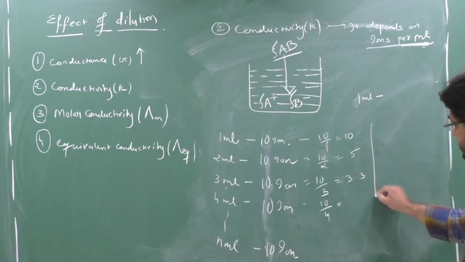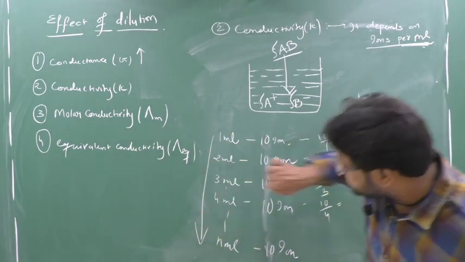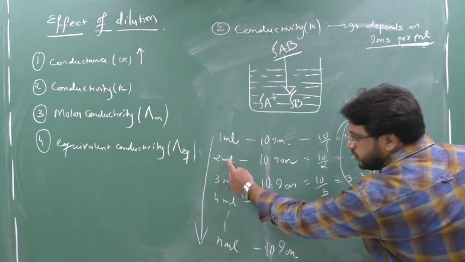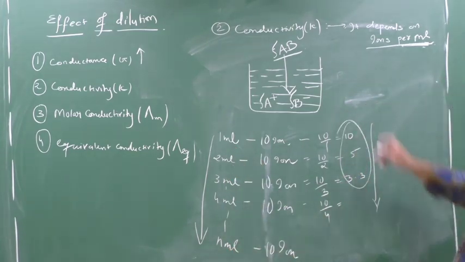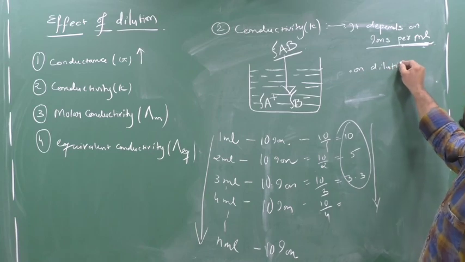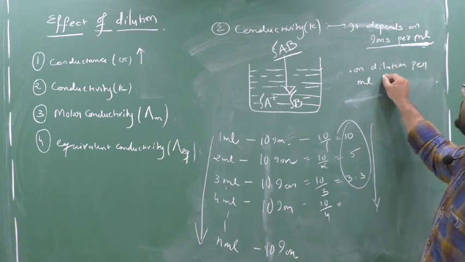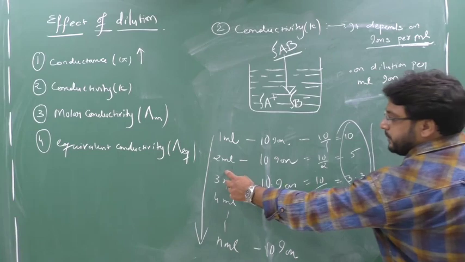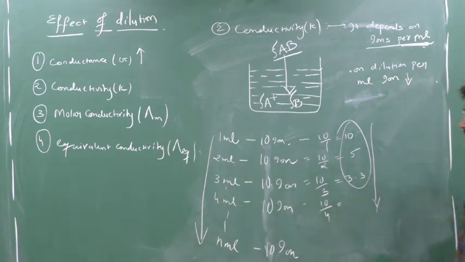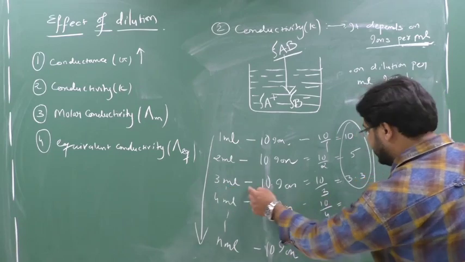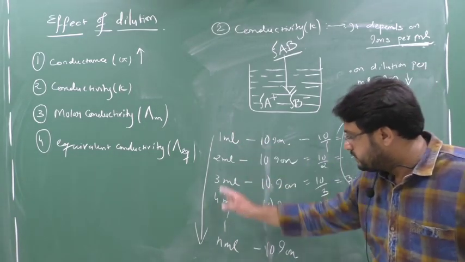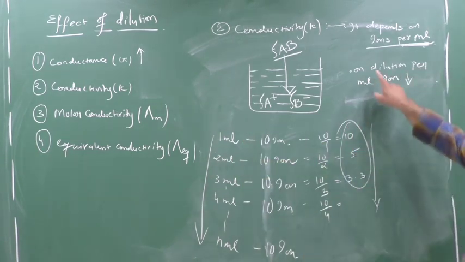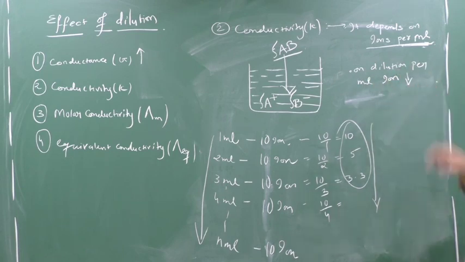So you can see here slowly, as I go on increasing the water, the per ml value decreases. Yes or no? On dilution, what I observed here, on dilution, the per ml value is decreasing. Yes or no? So on dilution, per ml ions decrease. See here 1 ml 10 ions. Now 2 ml 10 ions, so 1 ml how much? 10 by 2, 5 ions. 3 ml 10 ions, so 1 ml how much? 10 by 3. So as and when I go on dilution, when I increase the volume, per ml ions decrease. So on dilution, means increasing the volume, per ml ions decrease.